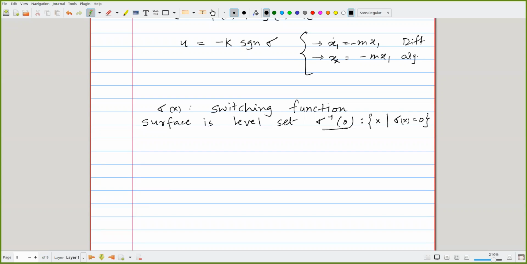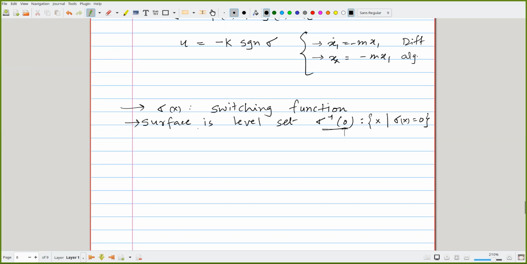You will get many surfaces for different values. Sigma of x equal to 1, you will have another surface. Sigma of x equal to 2, another surface, right? So surface and switching function are different. Sigma of x is just a switching function, and the surface is the set of points in your state space where that function is 0.